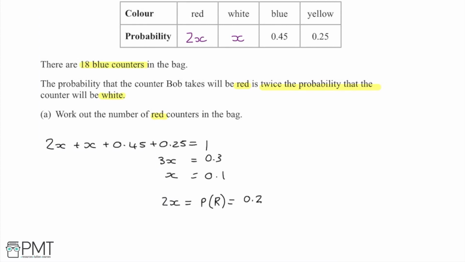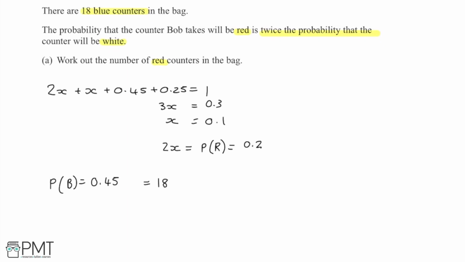If there are 18 blue counters in the bag, we also have the probability that the counter is blue. So the probability that the counter is blue is 0.45, and that is equal to 18. So there are 18 blue counters. Now we can work out the total number of counters if we take this as a fraction. So 0.45 lots of the total is equal to 18 counters.